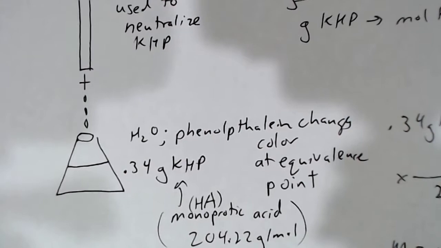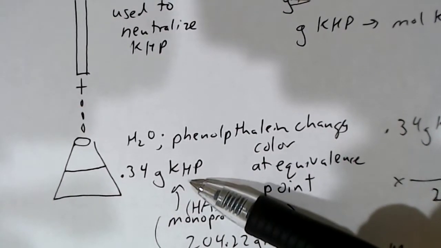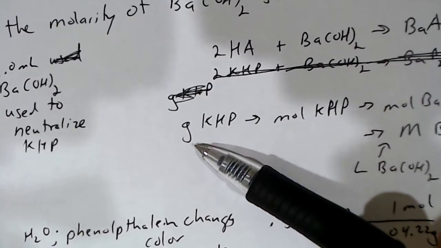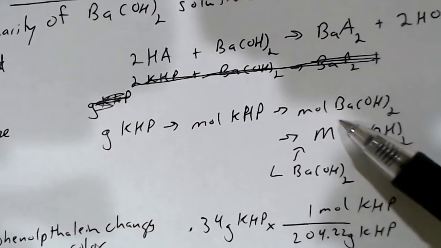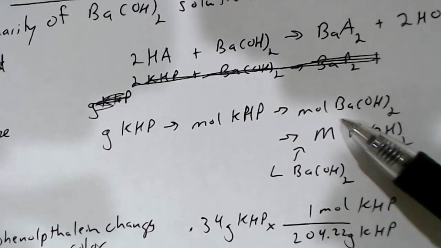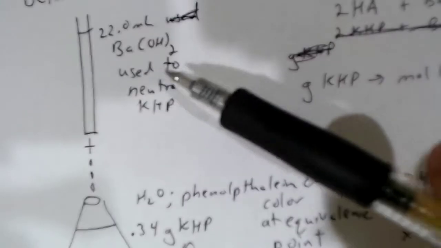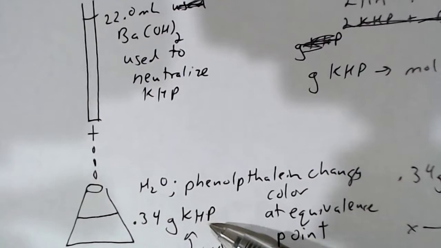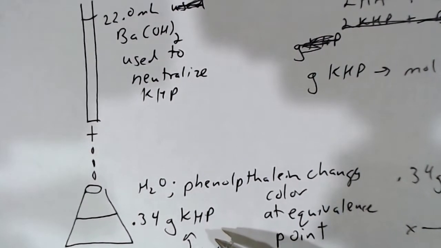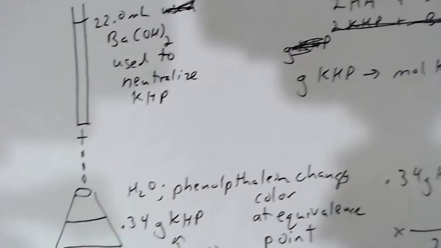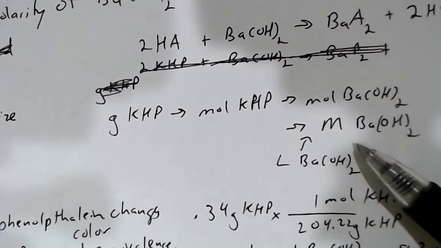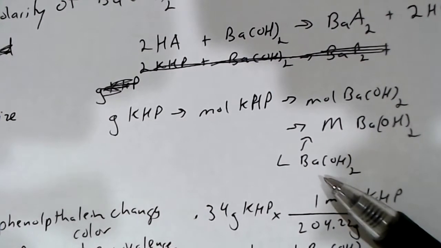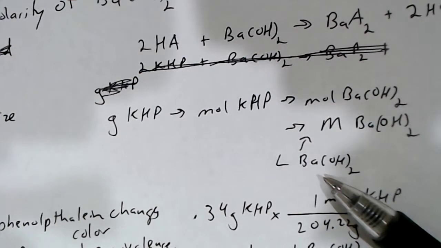So if we know how many grams of KHP were there, we will know how many moles of KHP were there. And we will therefore know how many moles of barium hydroxide were needed to neutralize it. We will be adding just enough moles of barium hydroxide to neutralize that KHP. That's going to be in a certain ratio, 1 to 2, which we'll get to in a moment. And then after knowing the number of moles of barium hydroxide, we can know the molarity of the barium hydroxide solution, seeing that we needed just 0.022 liters of it, or 22 milliliters of it, to neutralize.